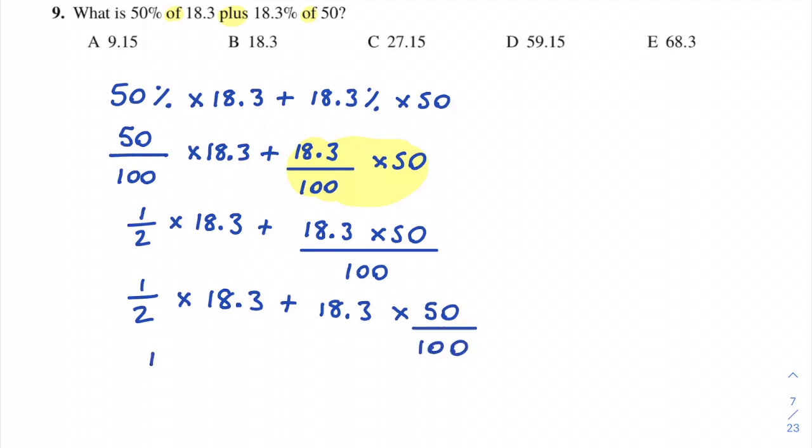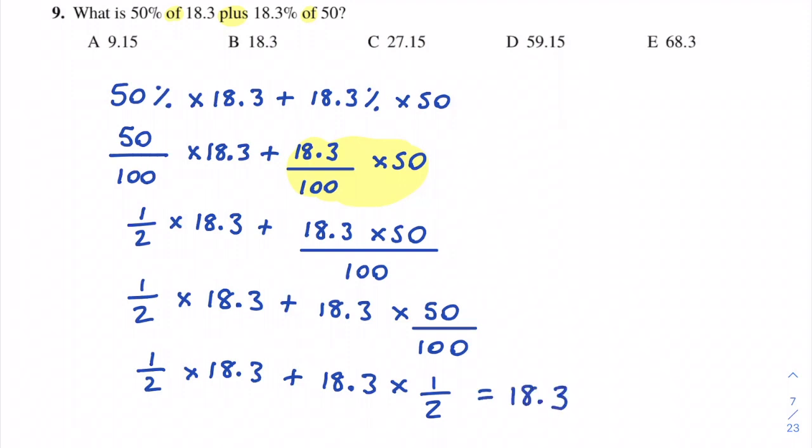And now I'm just going to have 1/2 times 18.3 plus 18.3, and 50 over 100 is the same as 1/2, so I'm multiplying this by 1/2. So 1/2 of 18.3 plus 1/2 of 18.3 is just going to give me 18.3. And I've got an answer of 18.3, which is answer B, so therefore my final answer is B.